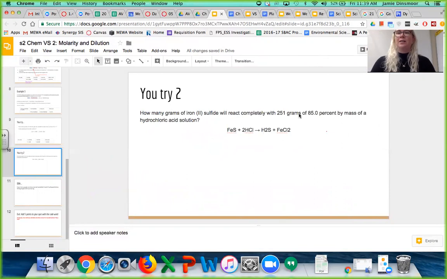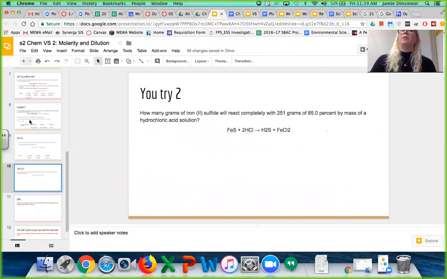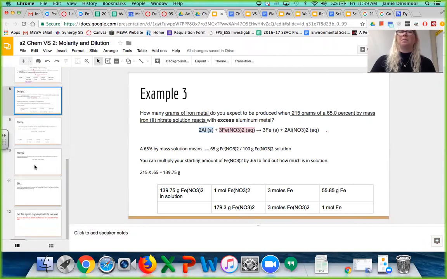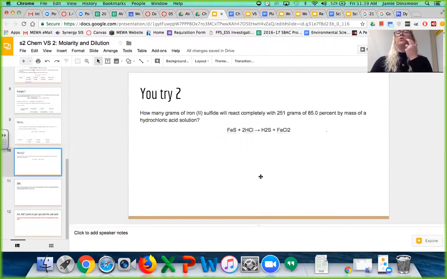This second example has that 85% by mass. But it's 251 grams, 85% by mass, right? So using that information that we used in our third example here, how do you find a mass, percent by mass? Okay, so I encourage you to try this question in Canvas and submit it. They had a few other examples as well.